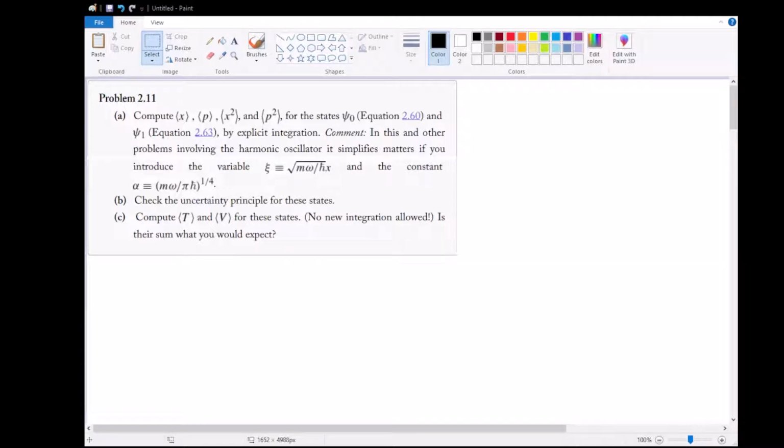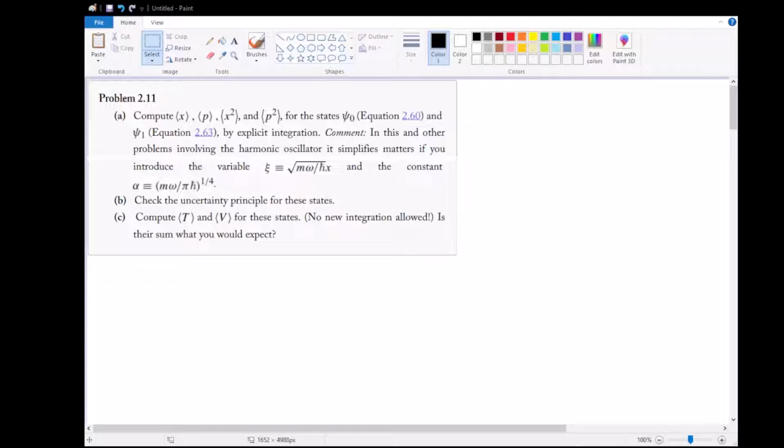2.11 is a very, I would say, mathematically tedious problem because we have to do a lot of integrals. Specifically, we have to do 8 different integrals to calculate the expectation values of x, p, x squared, and p squared for psi naught and psi 1 of the harmonic oscillator.